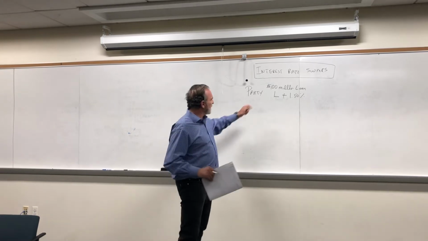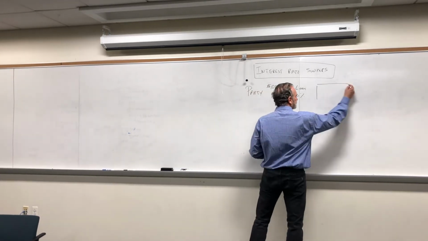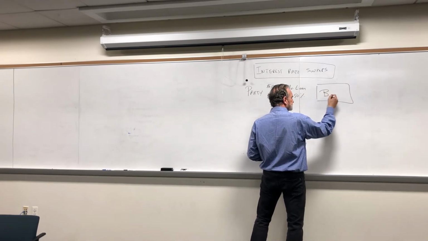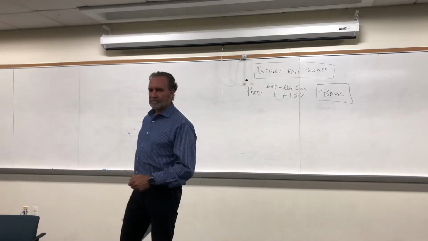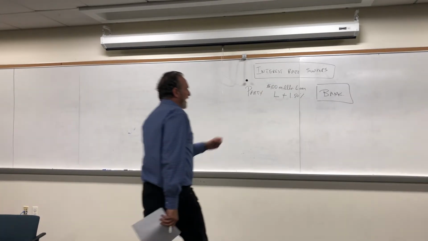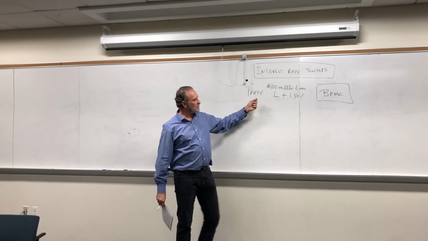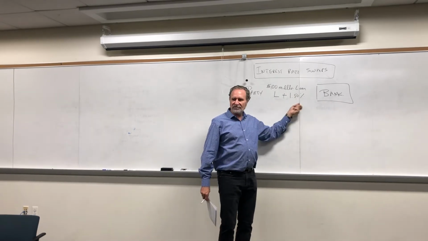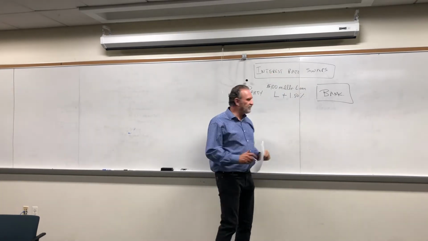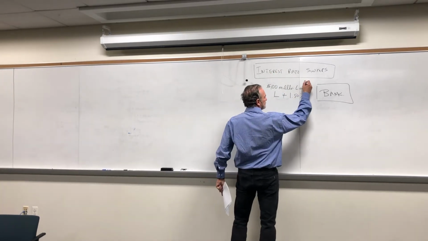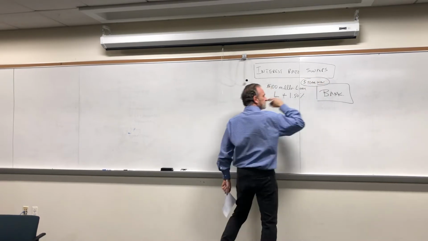So party A gets a $100 million loan from a bank. Okay, very straightforward. The bank lends this company $100 million, and this company has to pay LIBOR plus 150 for the next 5 years, whatever the loan. Let's say 5-year loan.